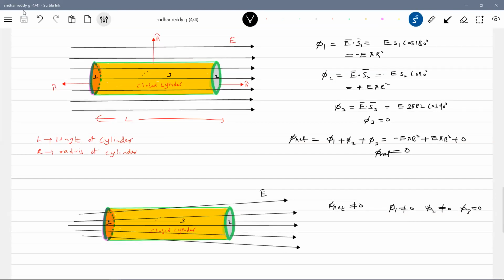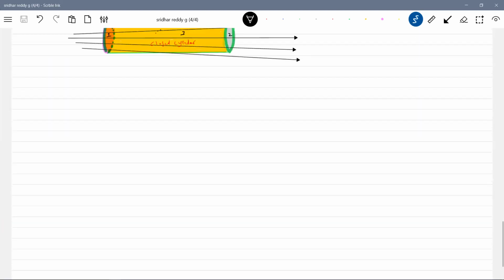Any doubts you can clarify? Okay, no, any doubt you can raise it.